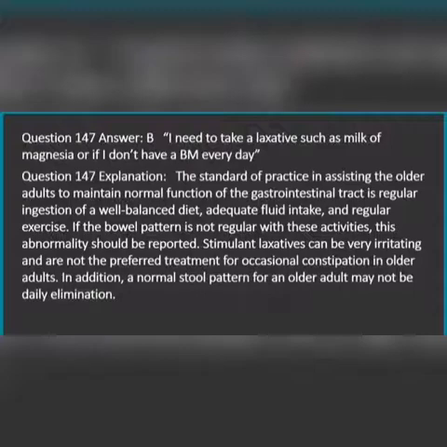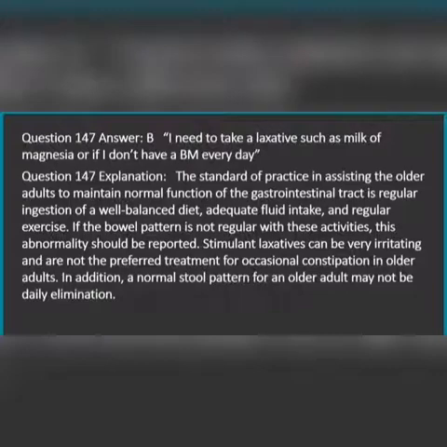Question 147. Explanation: The standard of practice in assisting older adults to maintain normal function of the gastrointestinal tract is regular ingestion of a well-balanced diet, adequate fluid intake, and regular exercise. If the bowel pattern is not regular with these activities, this abnormality should be reported.